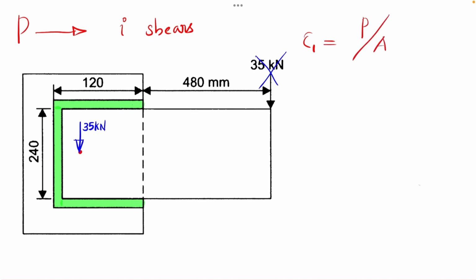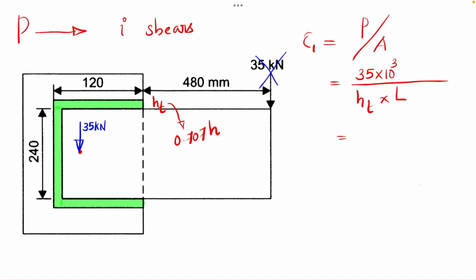This is equal to the load by shear area, and the shear area we will call A. We have the load equal to 35 kilonewton, which is 35 into 10 raised to 3, and the area is, if the size of the weld is H, we have already seen the throat size, which is represented as 0.707 into H, and this weld is running over a length of 120 plus 240 plus again 120. So the throat area will be equal to HT into the length of the weld. This is equal to 35 into 10 raised to 3 into HT, which I will represent as 0.707 into H.